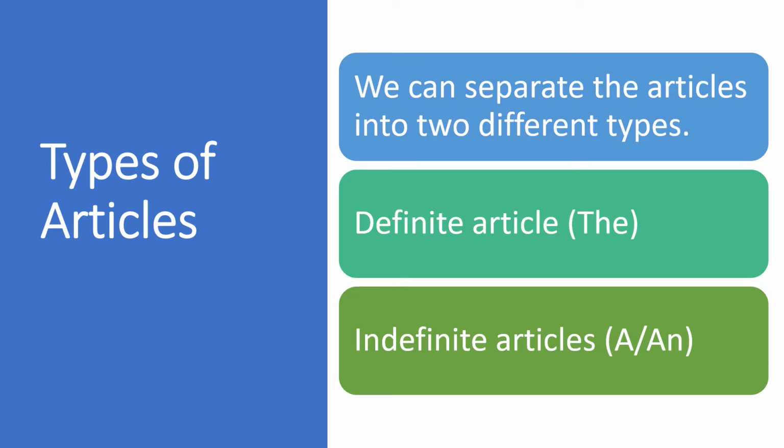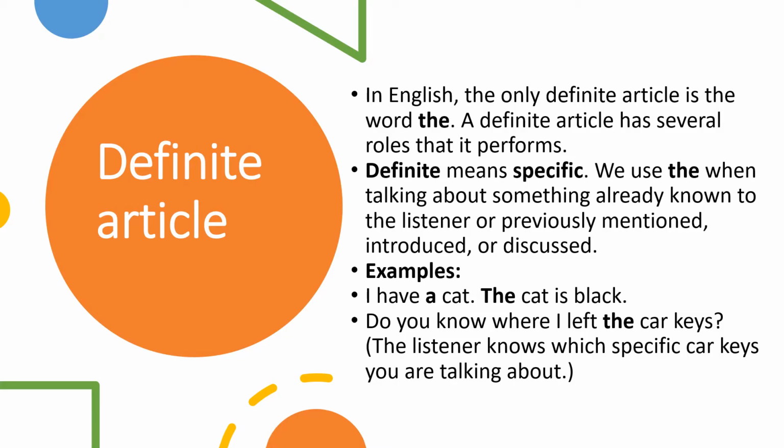Types of articles. We can separate the articles into two different types: definite article, the, and indefinite articles, a and an. Definite article. In English, the only definite article is the word the. A definite article has several roles that it performs.